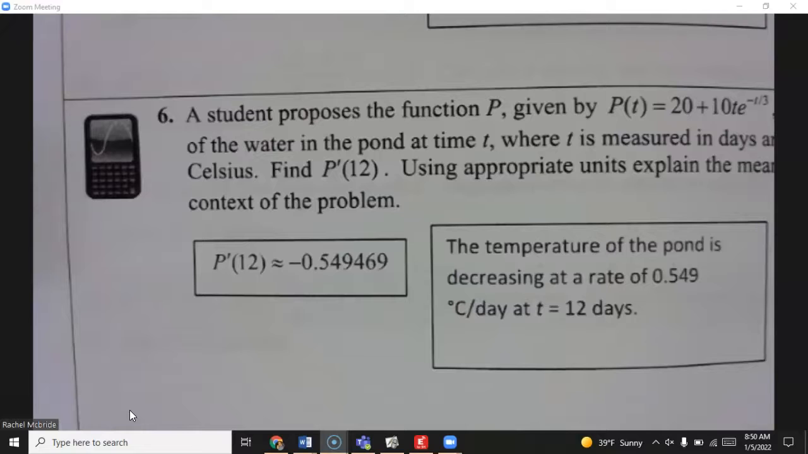Oh, why wouldn't it be t over 9? Isn't the derivative of t over 3, negative t over 3, t over 9? What's the derivative of negative 1/3 t? 1/3.